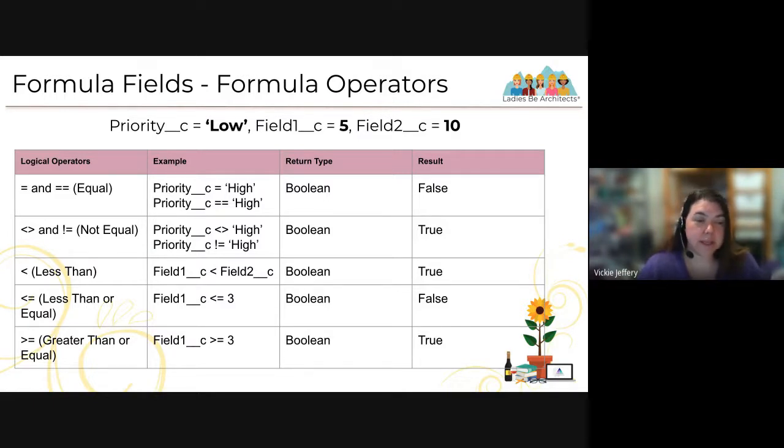And you've then got less than, and there I've also got the Boolean return. So I'm saying field 1 being 5 is less than field 2 being 10, and that's true. And then less than or equal to and greater than or equal to. So both of those come back with a Boolean of true or false.